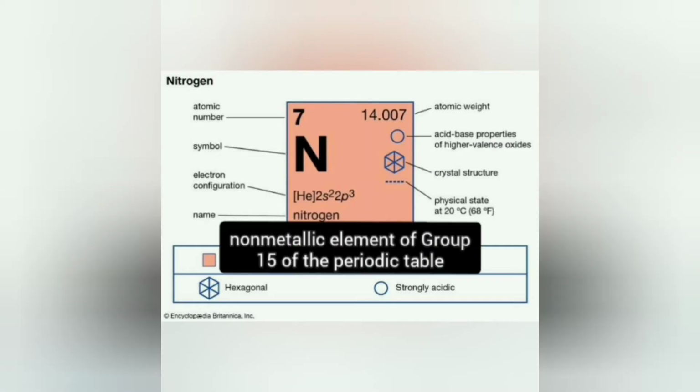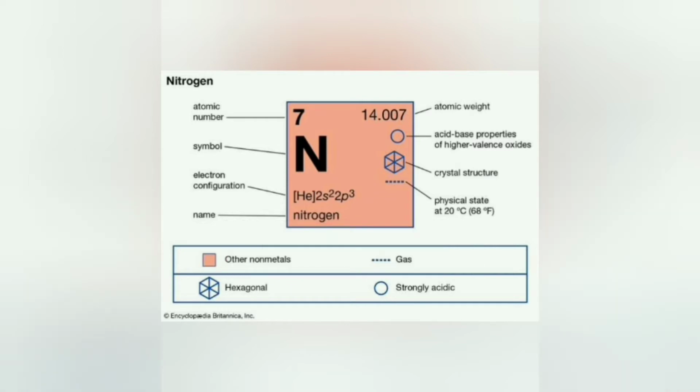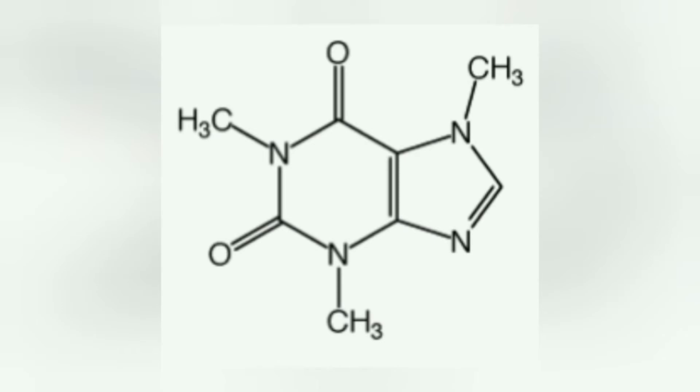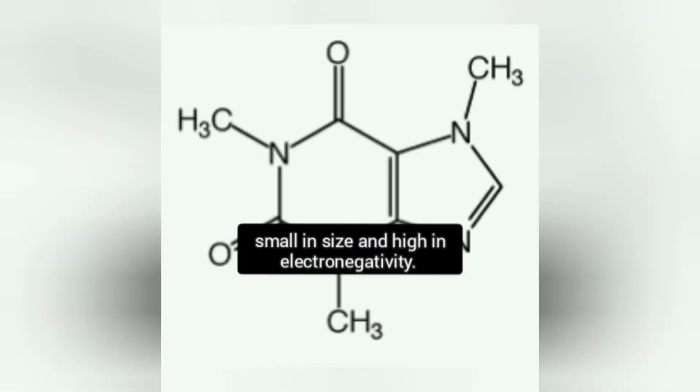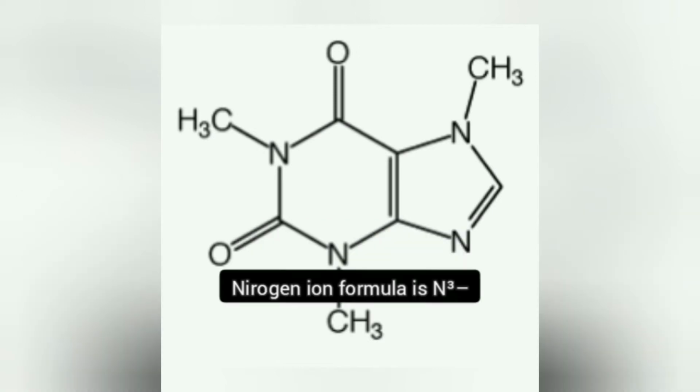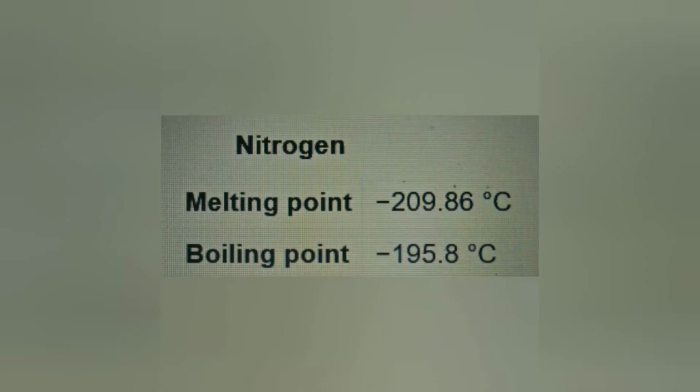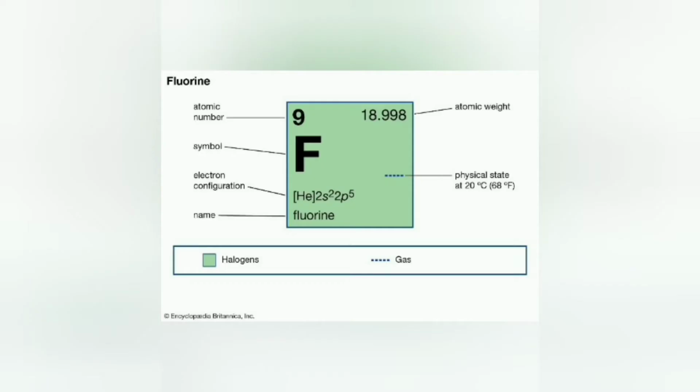Nitrogen is a non-metallic element of group 15 of the periodic table. It is a colorless, odorless, tasteless gas that is the most plentiful element in Earth's atmosphere and is a constituent of all living matter. Nitrogen atoms are relatively small in size and high in electronegativity. The nitrogen ion formula is N3-. The melting point of nitrogen is negative 209.86 degrees Celsius, while the boiling point is negative 195.8 degrees Celsius.